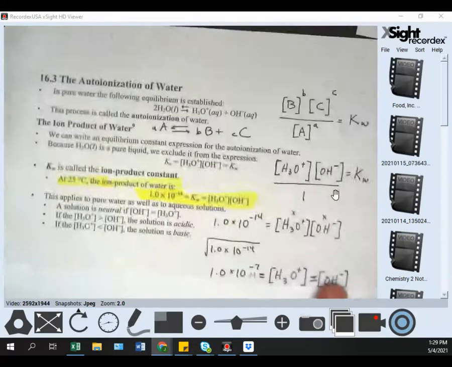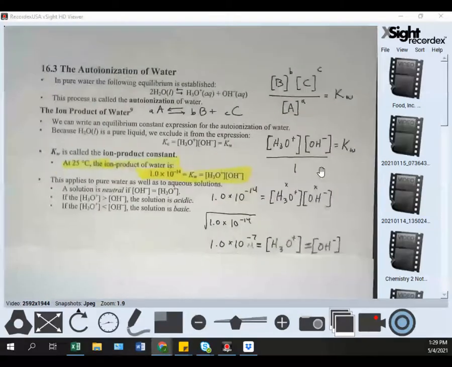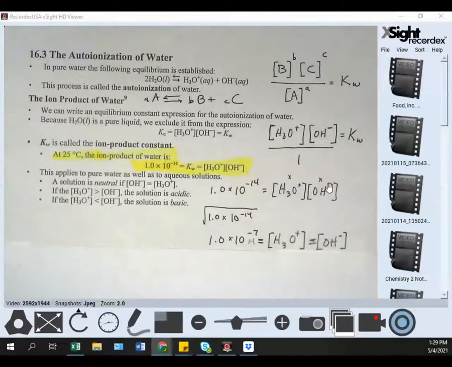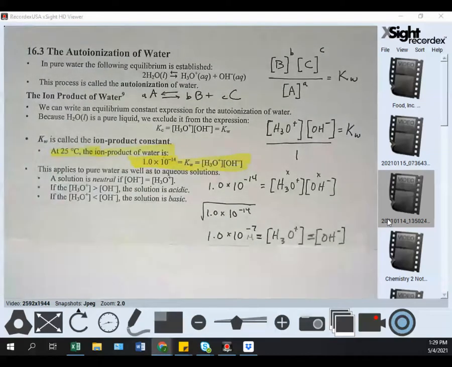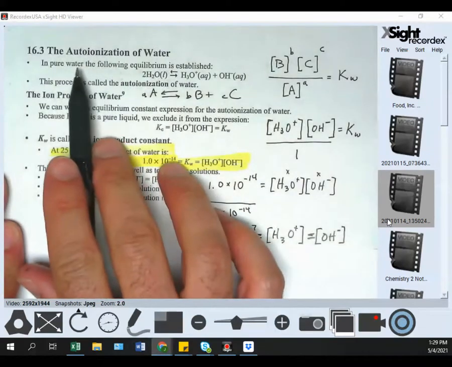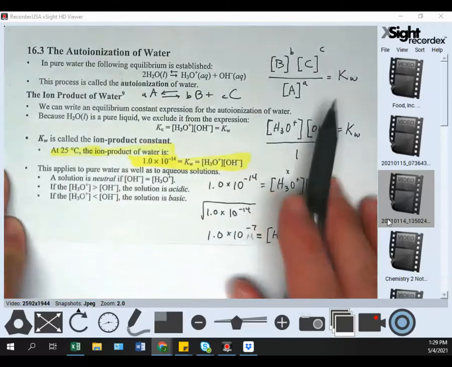So section 16.3, the autoionization of water. Anybody know what auto means? Yeah, self. Auto typically means self, especially as a prefix for science stuff. So autoionization means it's essentially ionizing itself.